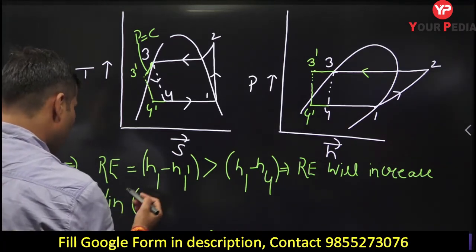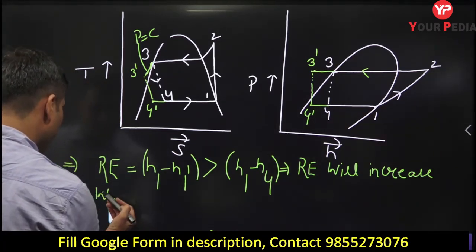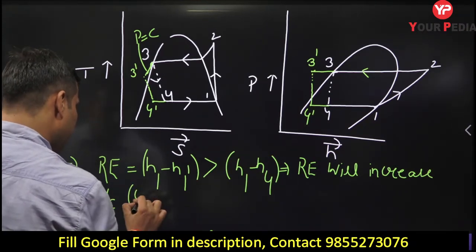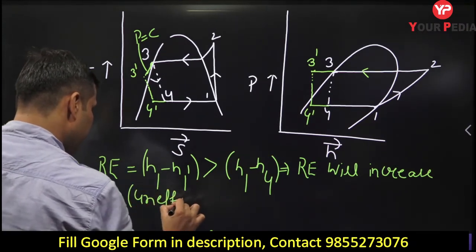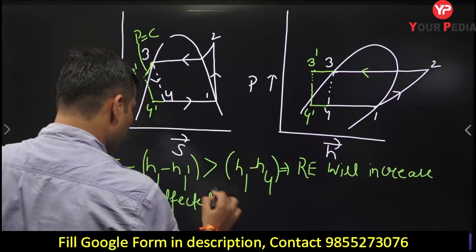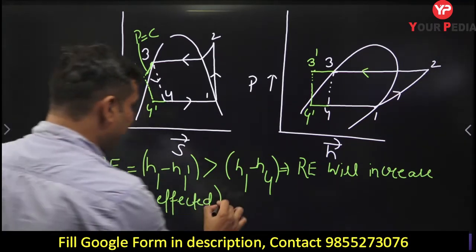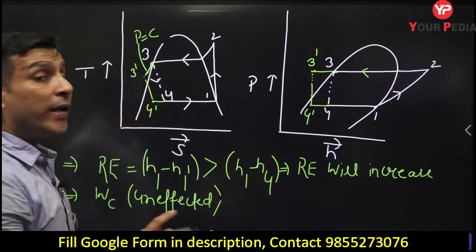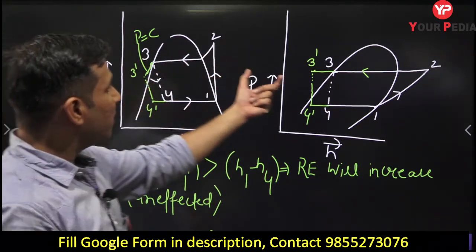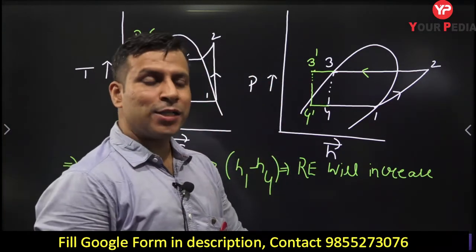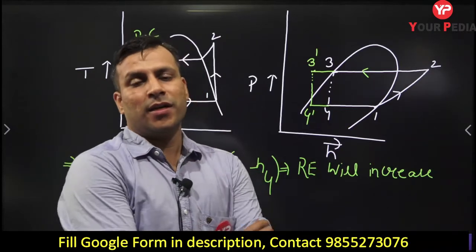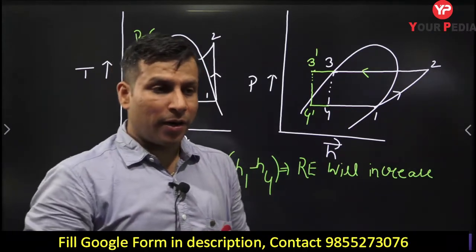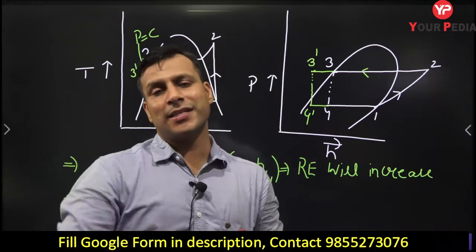W in most of the time unaffected. WC unaffected most of the time, but it can increase also. Let me write, when it can increase: when you are using a subcooler and supplying the same water into the subcooler and condenser, because if you have a different pipeline, that will increase the cost also.